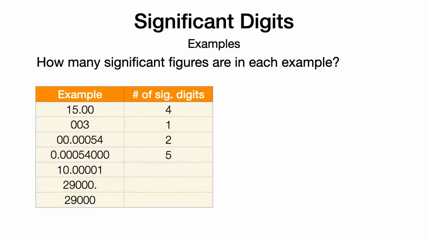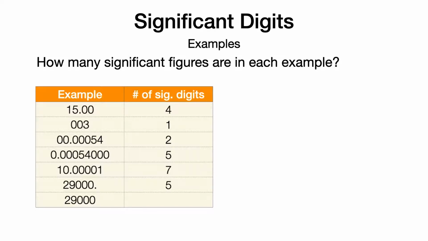And the correct answer this time is 5. The next example, how many significant digits in 10.00001? And if you've had time to add that up, it's 7 significant digits. The next example, 29000 point. I think we all have this now. This has 5 significant digits.